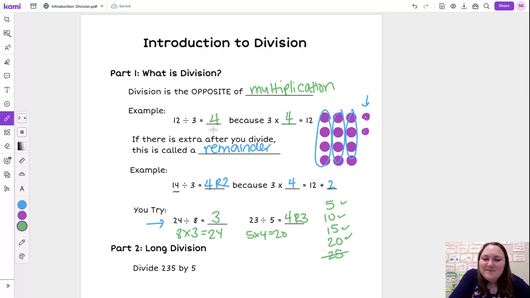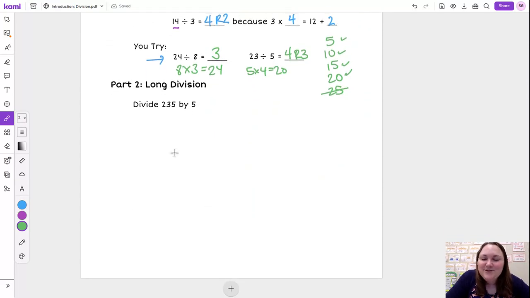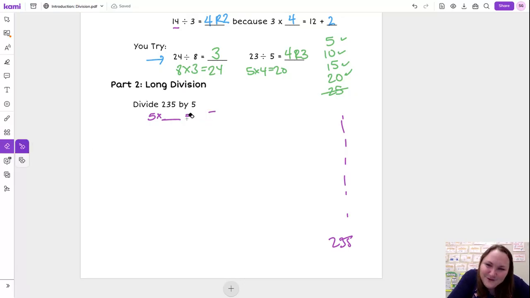Now we do division problems like this even when the numbers get bigger, like in part 2 with long division. Long division is what you use when you are dividing much larger numbers, like 235 by 5. When you notice something like this, I am not about to make a list of 5s all the way down to 235. That is way too much. And I don't know what multiplication fact helps me here. I don't know 5 multiplied by what equals 235 because that number is so big. And so when you notice these things, that is when you need to use long division.